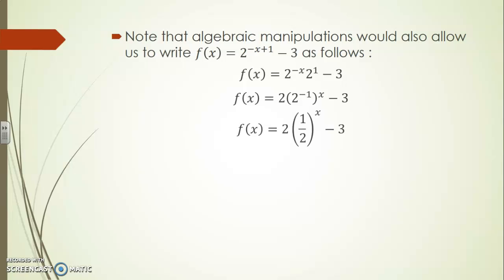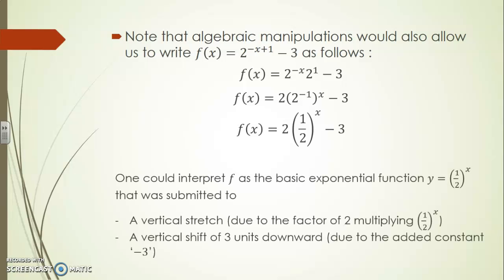So this time the comparison is a little bit different, but we could certainly think of this function f of x as being obtained from the basic exponential y equals 1/2 to the x, but through a few transformations, the first of which is a vertical stretch due to the fact that the factor of 2 is multiplying 1/2 to the x. A vertical shift of 3 units downwards also occurs due to the added constant minus 3, which is a k value.